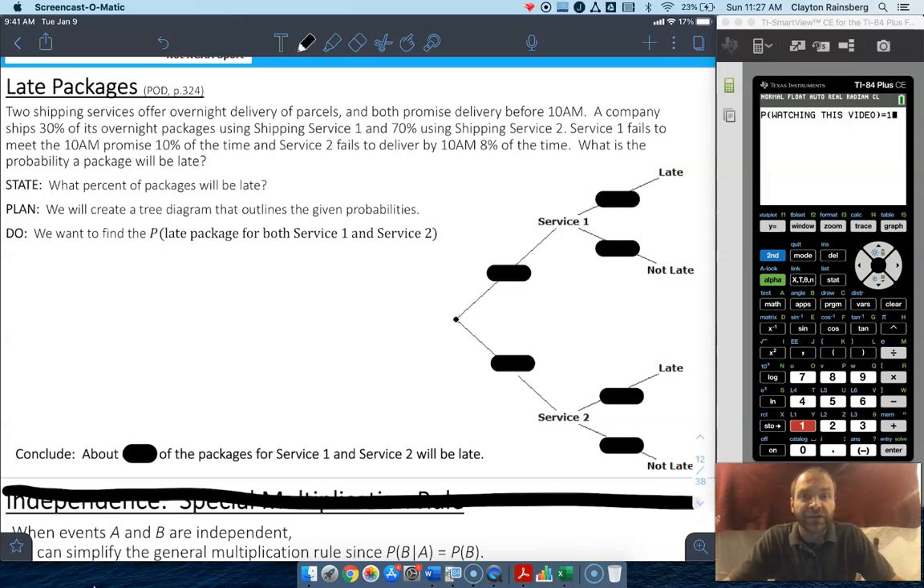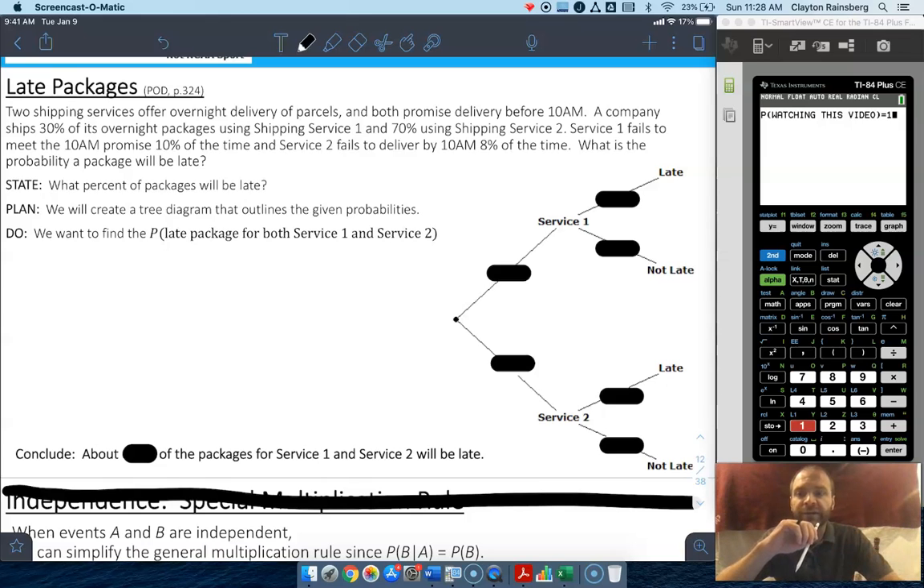And that tree diagram is going to show us branching off into service 1 and branching off into service 2. Those are the 2 services. That's the first event that happens. Then they're either going to deliver the package on time, not late, or they're going to deliver it late. And that's for both services. You can see where those branches come off. We want to find the probability that you have a late package for both service 1 and service 2. So let's take a minute and fill in this tree diagram.